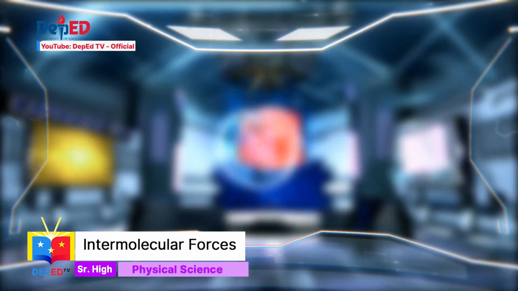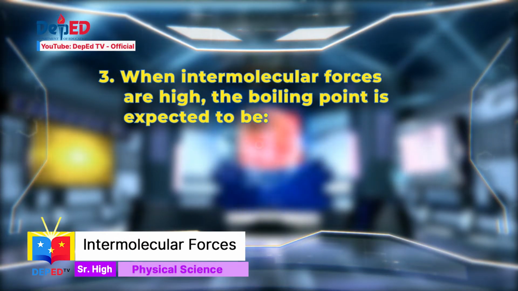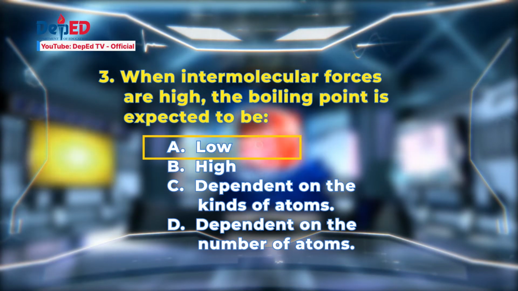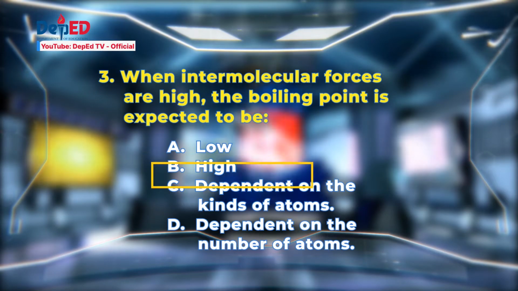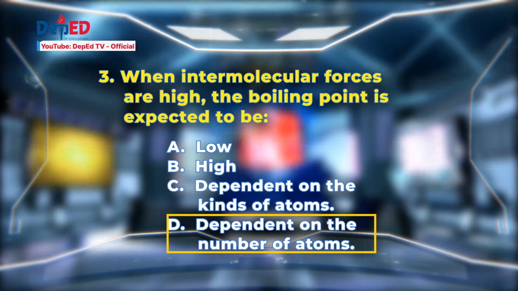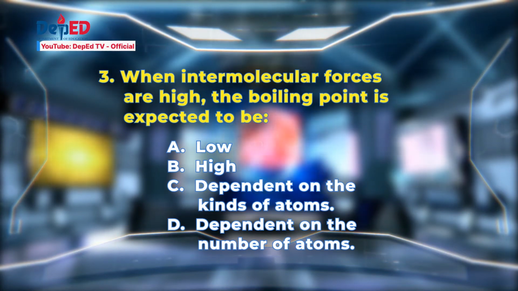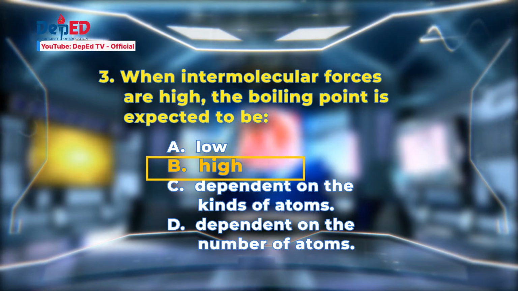Number 3. When intermolecular forces are high, the boiling point is expected to be A. Low. B. High. C. Dependent on the kinds of atoms. Or letter D. Dependent on the number of atoms. If you answered B, high, then you are correct.